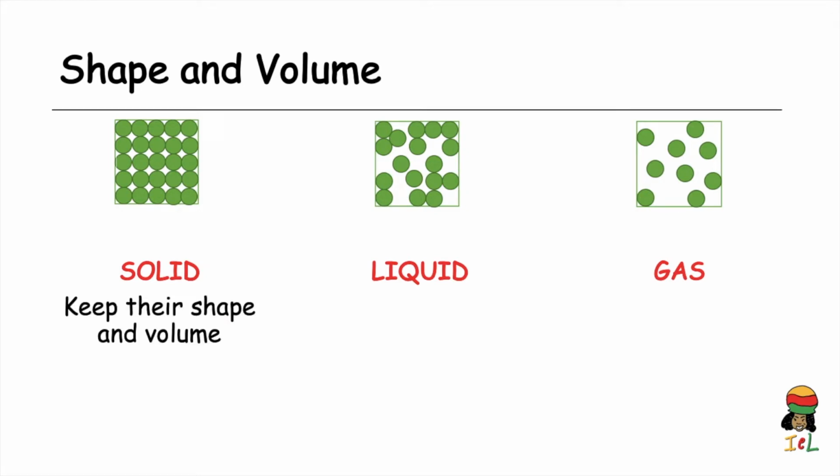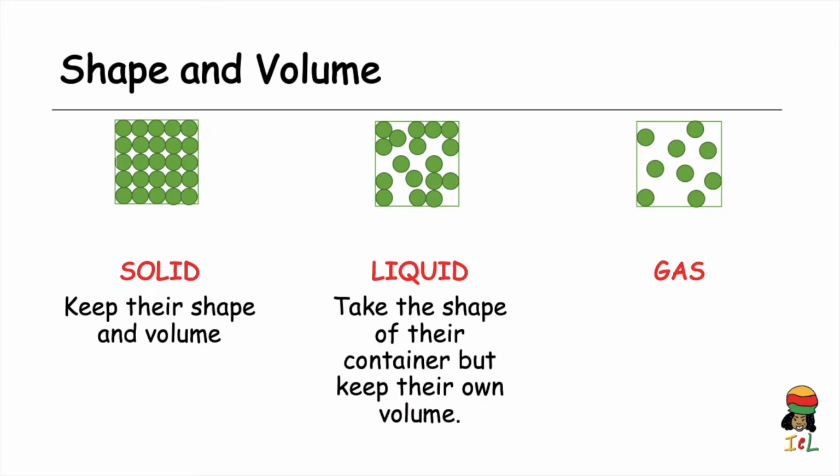For solids, they keep their shape and volume. Whatever shape, if you have a pen, no matter where you put that pen, if you put it on the table, if you put it on the ground, its shape and volume remain the same. It does not change according to the location where you have placed that pen. The liquids, on the other hand, take the shape of their container, but they keep their own volume.